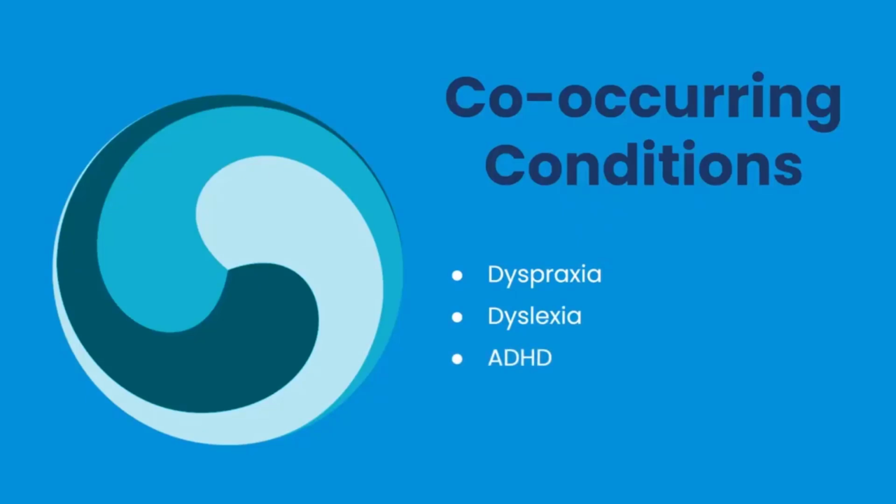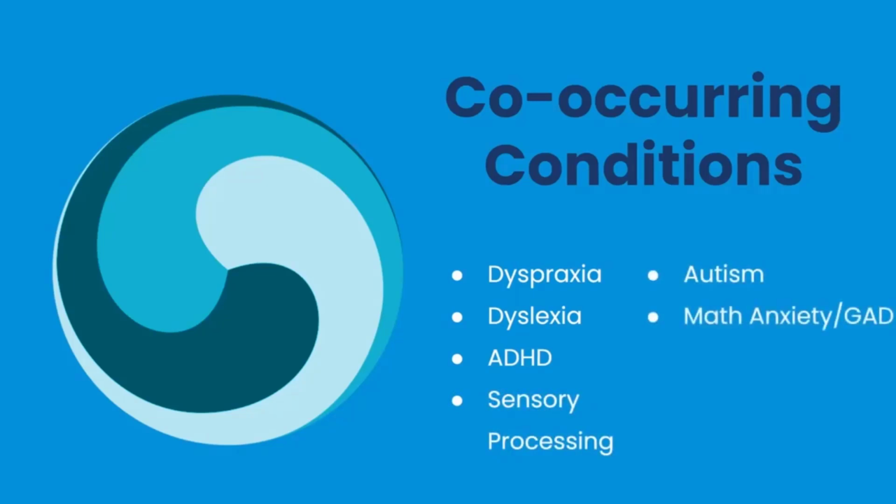ADHD, attention and sensory processing issues, autism, math anxiety, and generalized anxiety disorder, that's what GAD is short for, and depression. All of those also affect math and make it really difficult to learn. So you could have dyscalculia and any combination of these. And again, it's not that your child's broken and they need fixing, it's that they need a completely different approach and way because their brain is just wired differently.